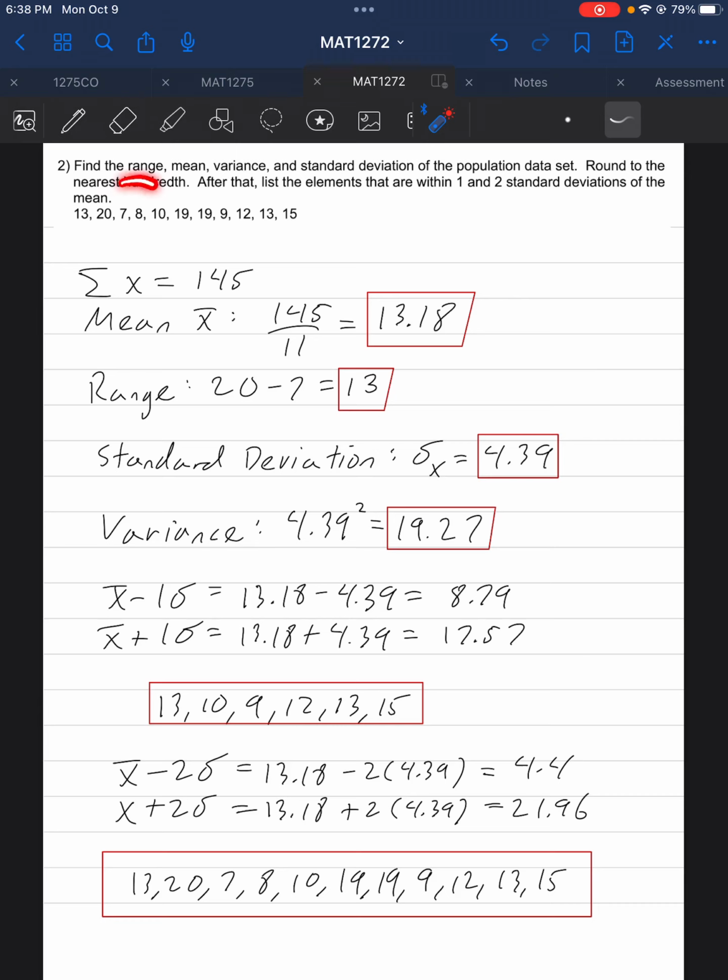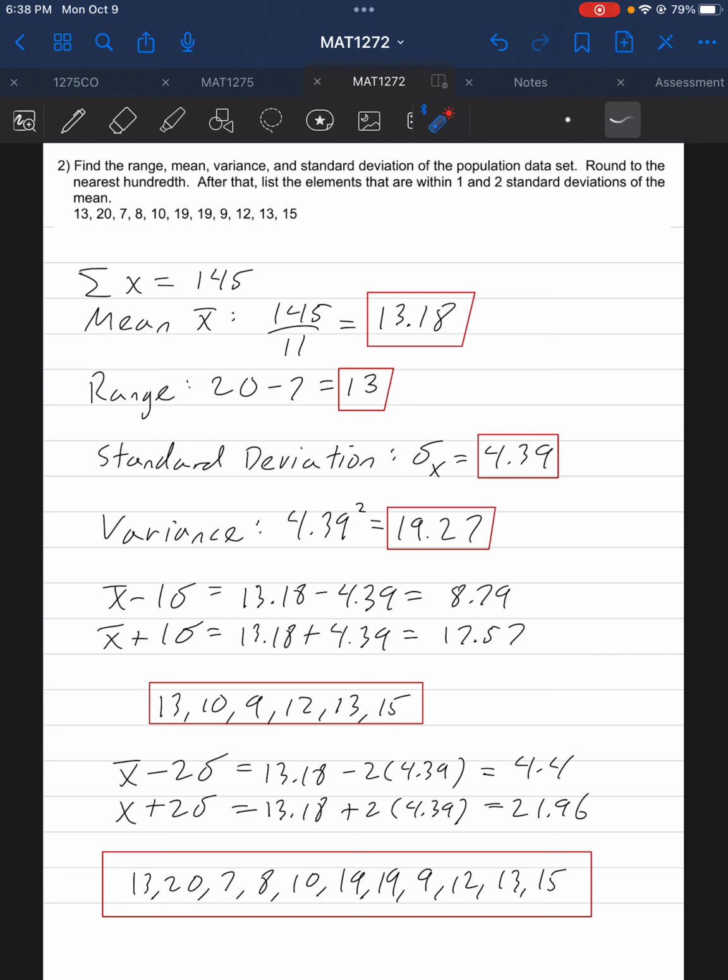Moving on to number 2 on this review sheet, finding the range, mean, variance, and standard deviation for a population data set. First thing is the range. Let's look at that. That's right over here. The range is the difference between the highest and lowest values. So a quick scan of this data shows that 20 is the highest and 7 is the lowest. That makes the range 20 minus 7 equal to 13.